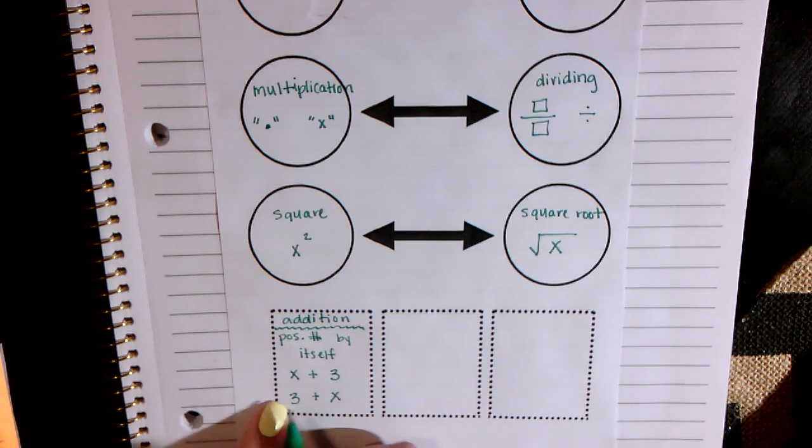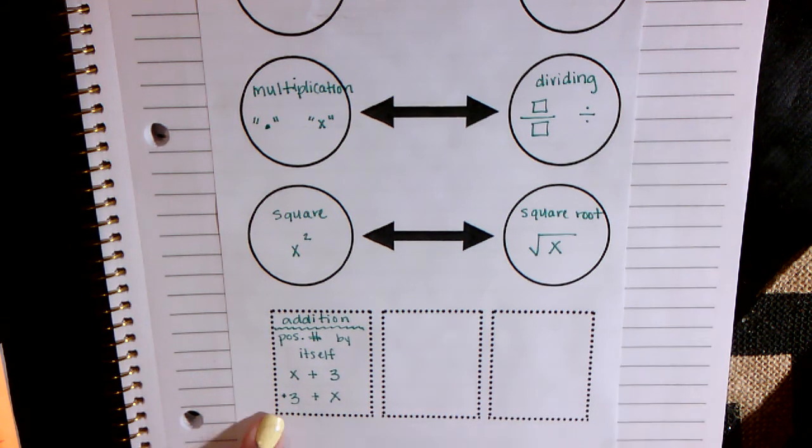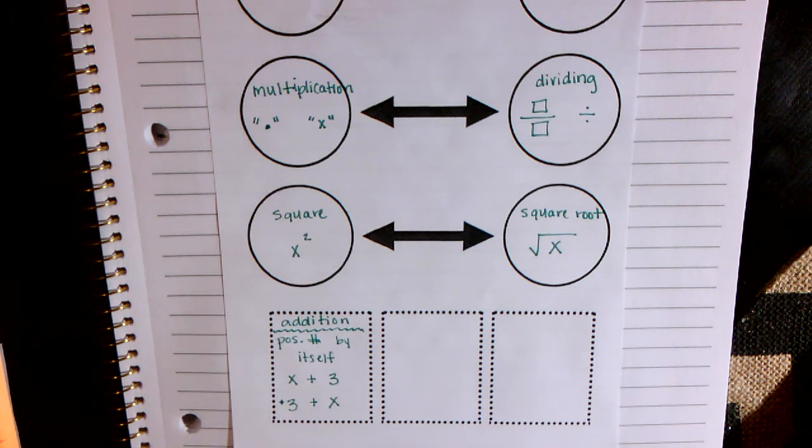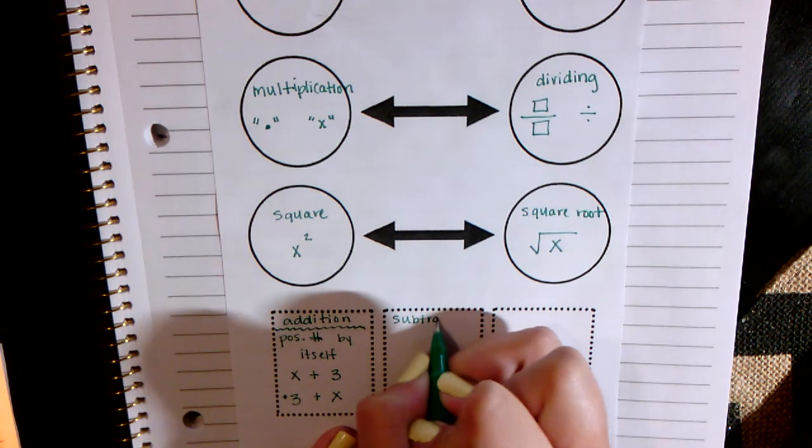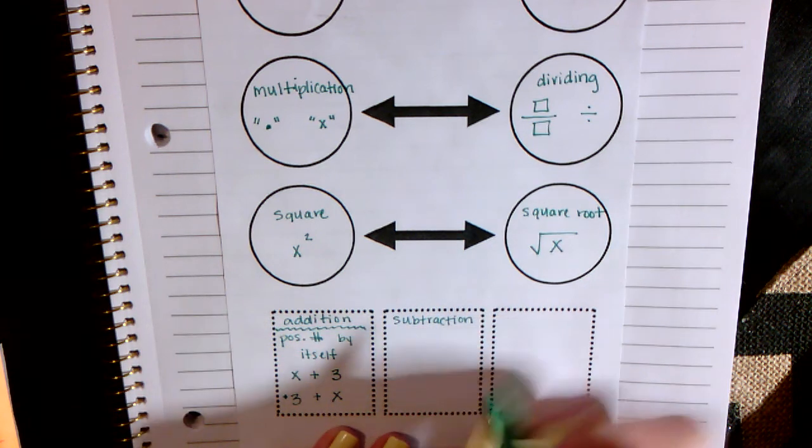Because there's an invisible positive symbol here. We never write the positive symbols in front of numbers. A number by itself is assumed to be positive. It has to have a negative symbol in front of it in order for us to know that it's negative. Otherwise, if you don't see anything in front of that number, it's positive. So subtraction. It's going to go in the second box.